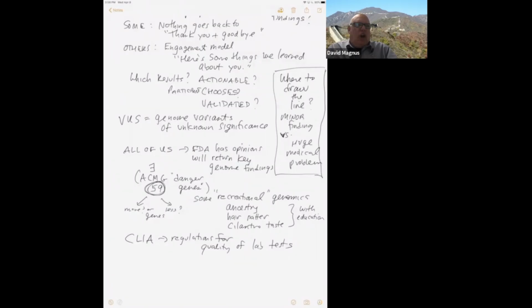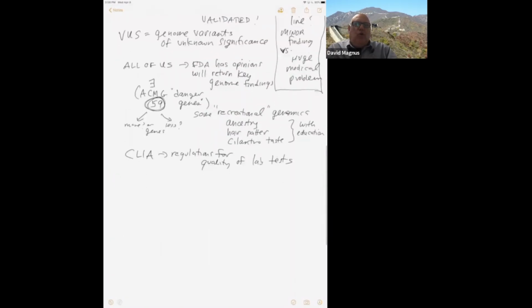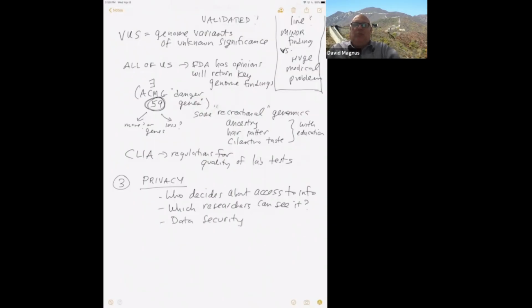Another set of issues are around privacy. So who's going to decide who has access to the information? What researchers are going to have access to what tiers of information? Given the fact that it's very hard to completely de-identify data, and we're going to be talking about that in a future class, that becomes really important. Obviously, there's concerns about data security and whether the data can really be made secure. How much protection, if this information does leak out, how much protection is there?